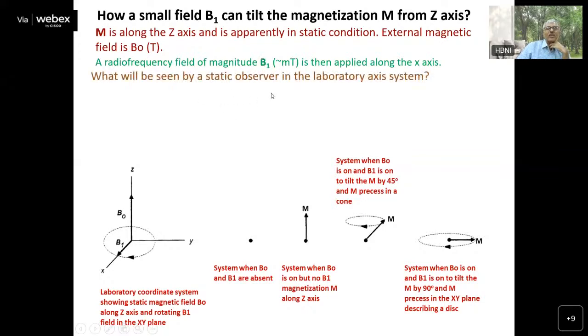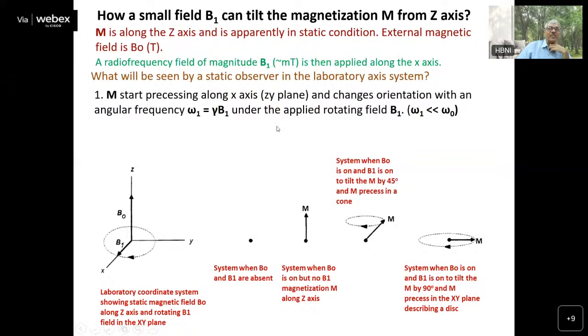So, what will a static observer in the laboratory axis system see when you put this B1 field? M will start precessing about the x-axis, where you are applying the B1 magnetic field, and this precession will be in the ZY plane. So automatically M will be tilted towards the y-axis, and that tilting frequency will be omega 1 is equal to gamma B1. Gamma is the gyromagnetic ratio of the nuclei which you are observing, and B1 is the field strength of the B1 field.